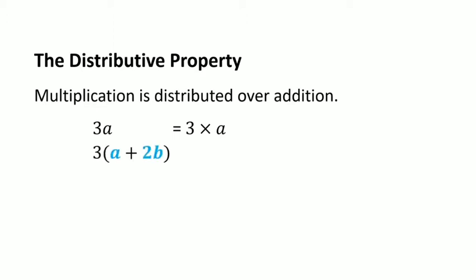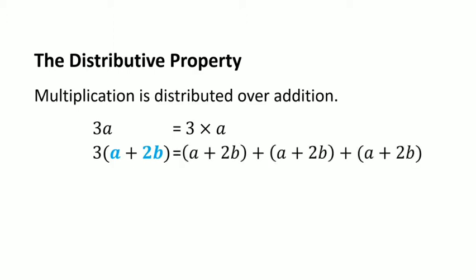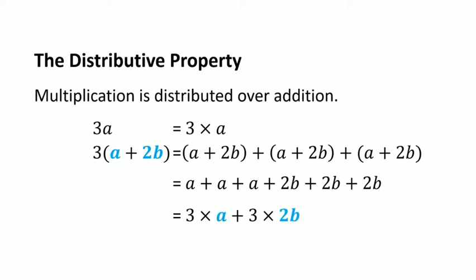Now if I had 3 into (a plus 2b), this is the same as saying 3 sets of a plus 2b, and this is equal to a plus 2b plus a plus 2b plus a plus 2b. When we group the terms that are alike, we will have a plus a plus a, plus 2b plus 2b plus 2b. This is equivalent to 3 multiplied by a plus 3 multiplied by 2b. This is written as 3a plus 6b.